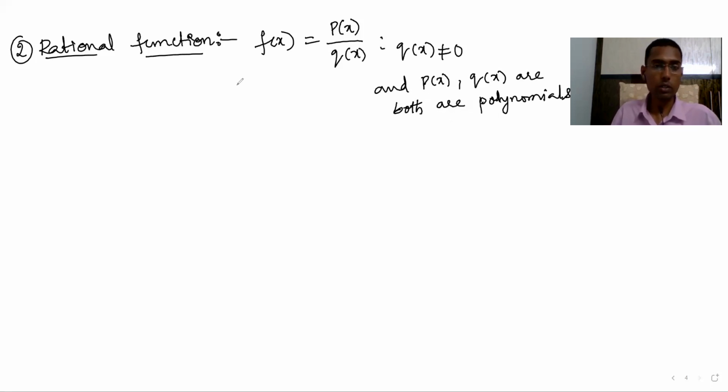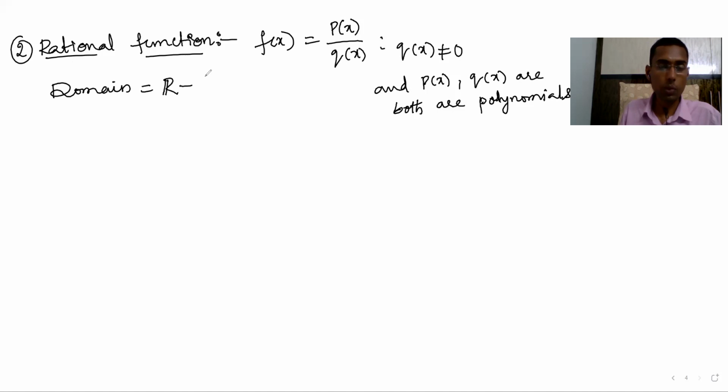That is a rational function. So polynomial function we discussed, domain is all real numbers. Rational function we are discussing. Then what is the domain? What is the domain? Domain you can very easily find: R minus 0. Very good.